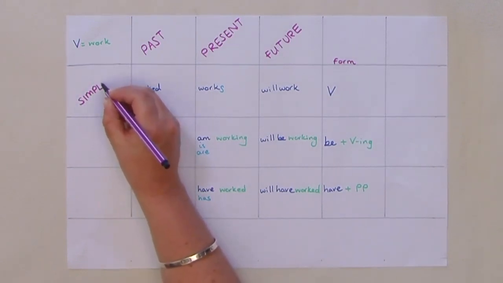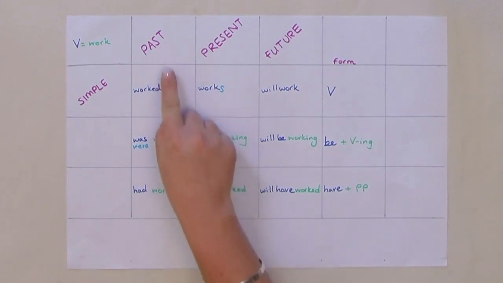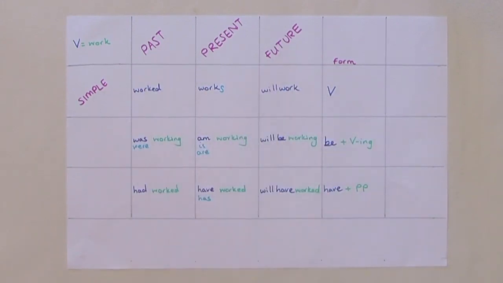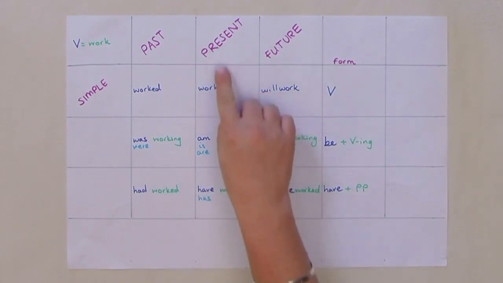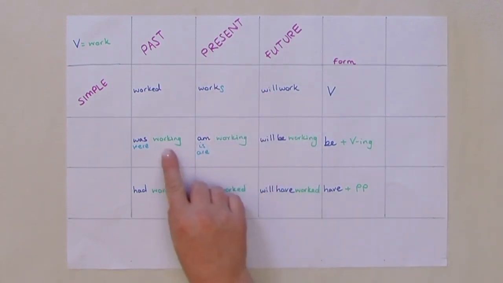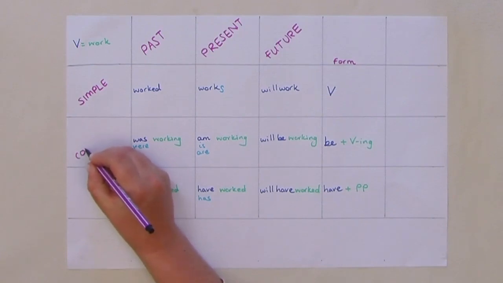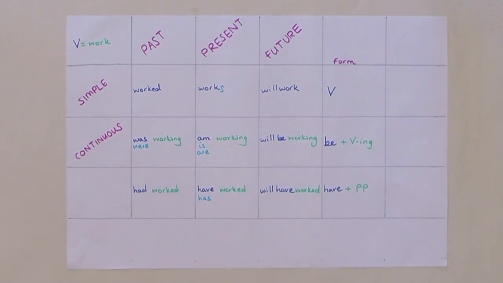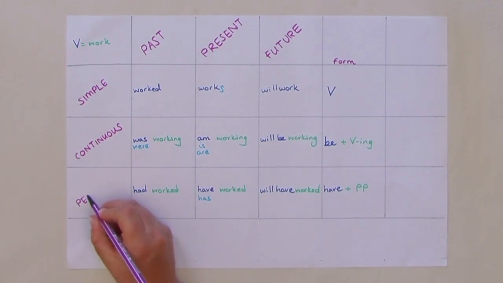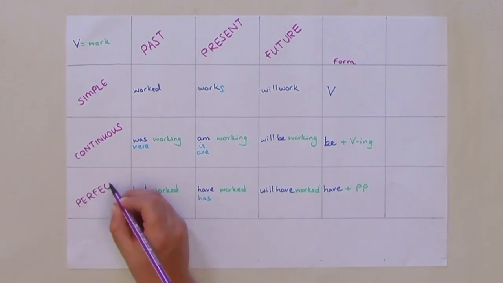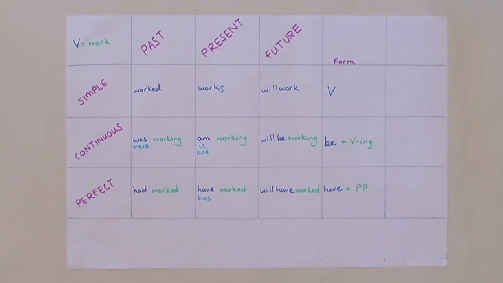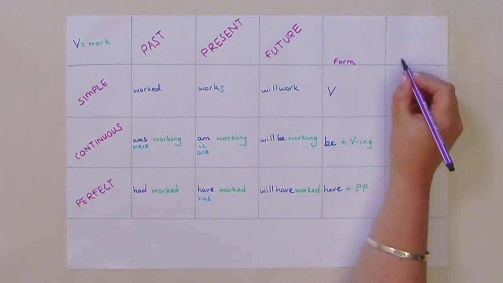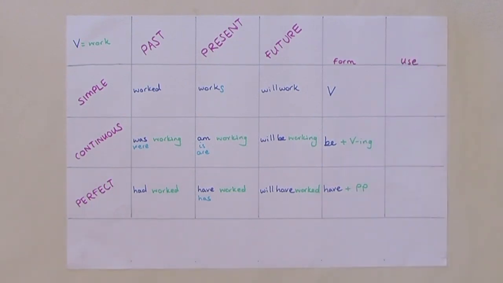The present simple, the present continuous, the present perfect. Similarly, we can now conjugate the future simple, for example, the past continuous, the future perfect. So we know the form, we know the names. Now we need to know when to use them.